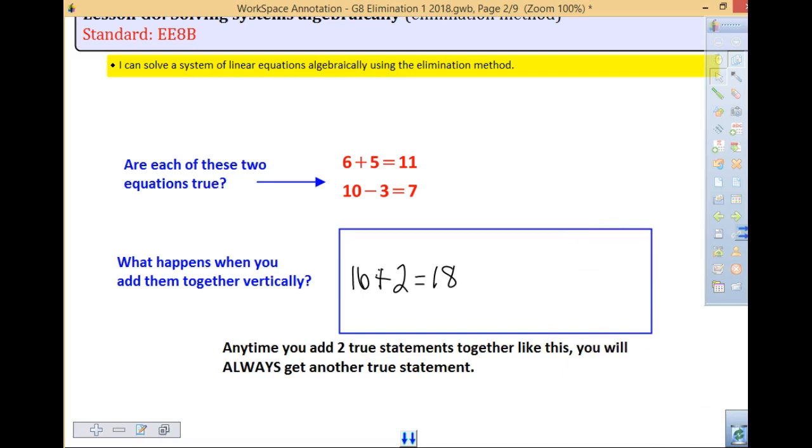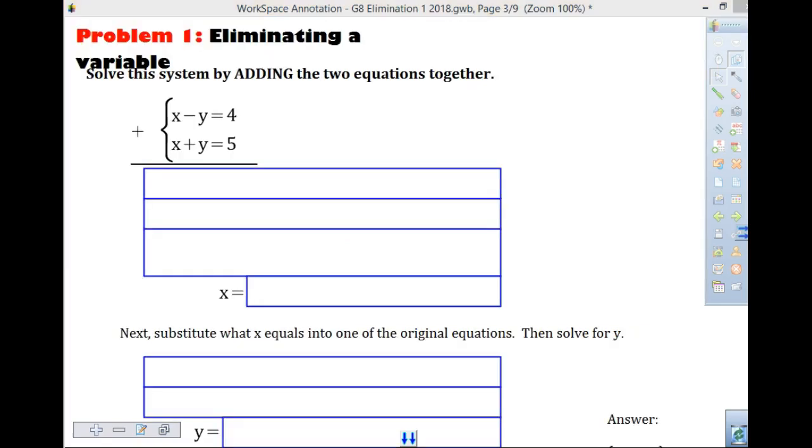We are going to be looking at adding them. And it would probably work if you're subtracting also. Guys, I need you quiet. So, we are going to solve this system by adding.